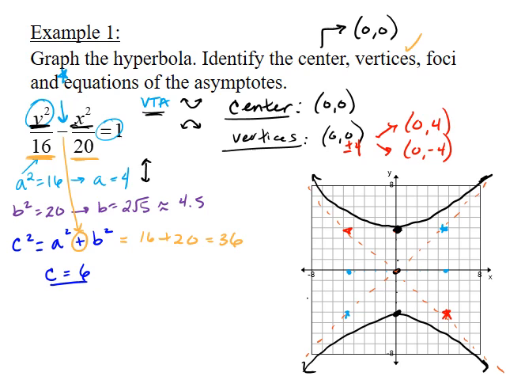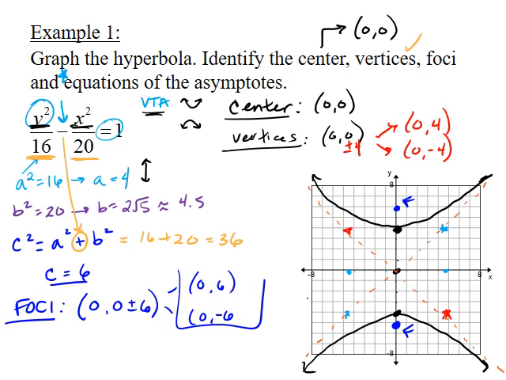So from the center, I'm going to go up 6 units and down 6 units. And this will give me my foci. So the foci from the center of (0, 0), we go up and down 6 units. So (0, 6) and (0, -6) for the foci.